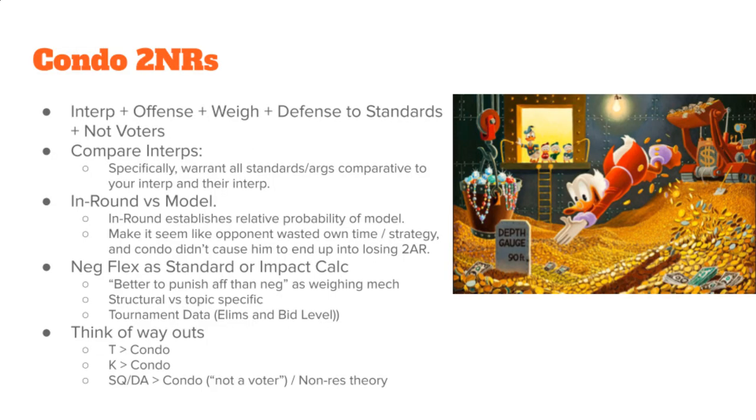For the 2NRs, for this, you want to start with your interp offense, weighing, defense, standards, all the voting issues, impact calc, things like that. Now, of course, for each part of the debate, everything needs to be comparative with interps. So as you extend your offense, why does your interp solve education relative to their counter-interp of dispo? Not relative to one less world, not relative to zero worlds. That pure Goldilocks scenario needs to be specific to interps.